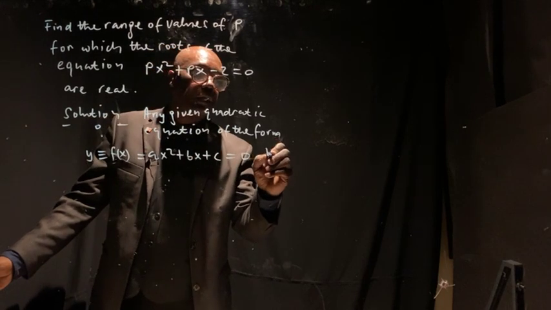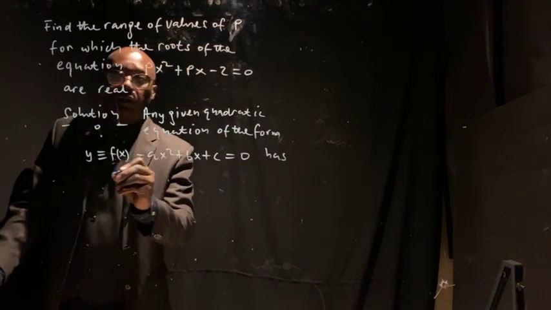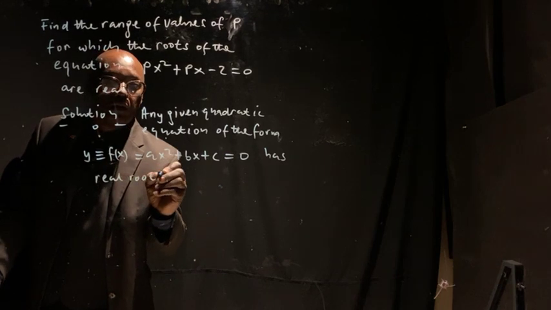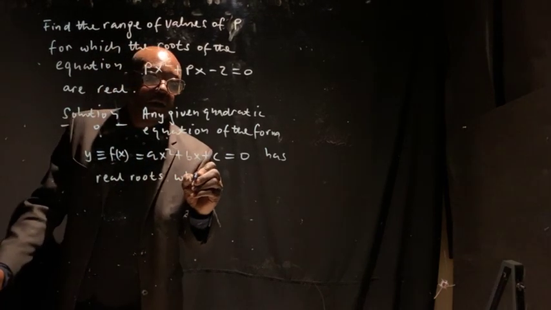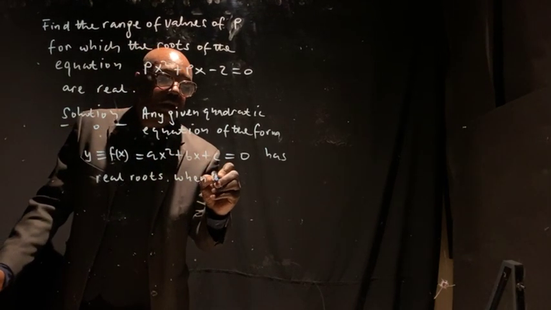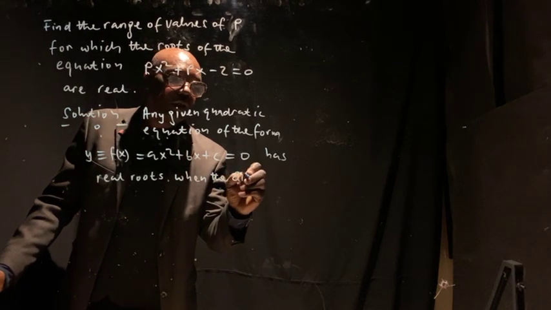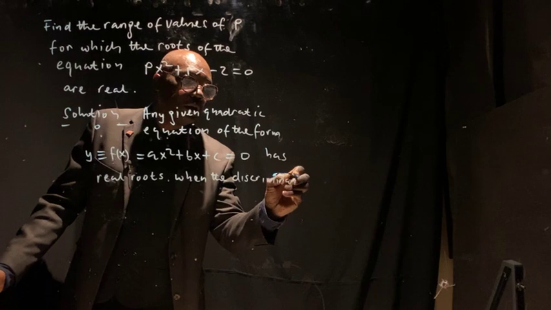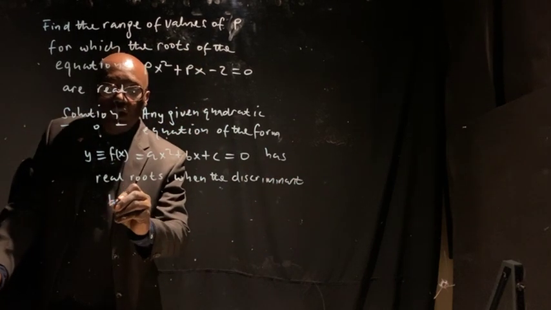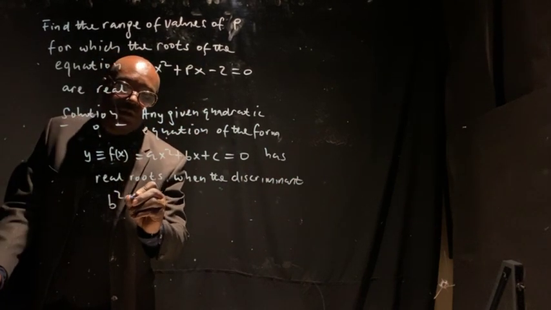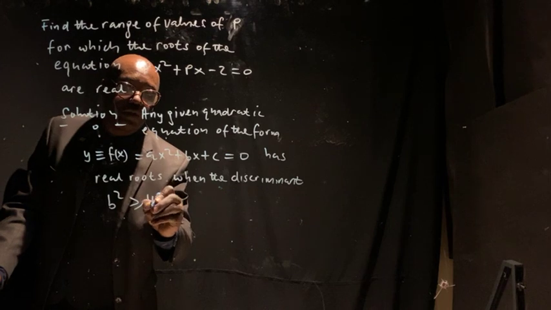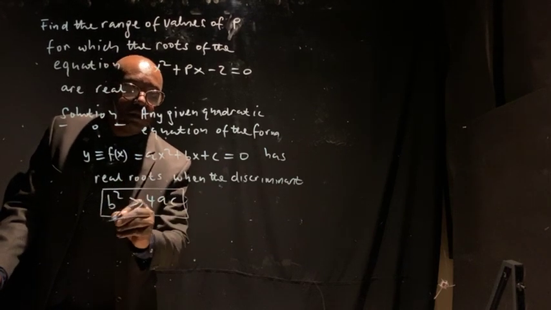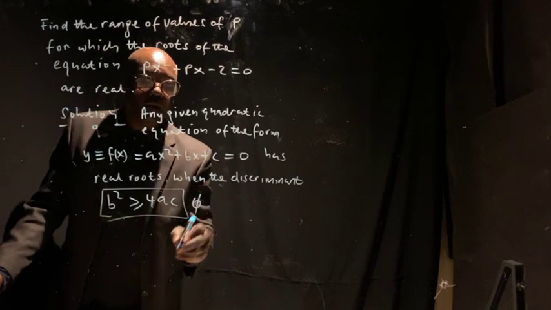has real roots when the discriminant, b squared, is greater or equal to 4ac. I'll call this one equation 5.